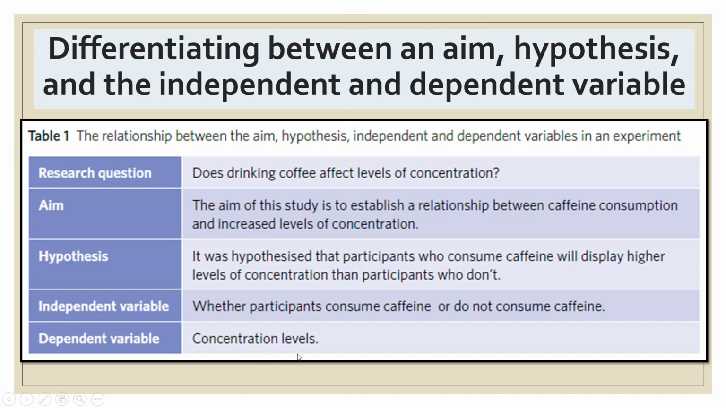Okay, so that's why the DV would be the concentration levels, and the IV would be whether participants drink coffee or whether they consume caffeine or do not consume caffeine. Okay, the aim would be to establish, to investigate, to determine, whatever, any of those words you can use, a relationship between caffeine consumption and increased levels of concentration.